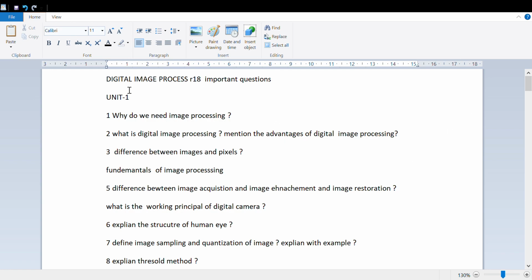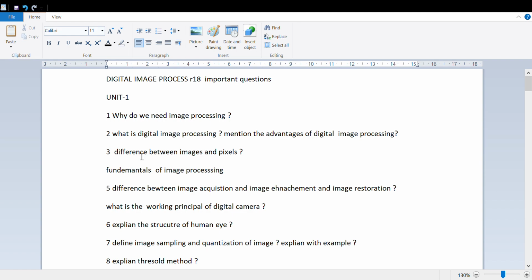Hello all, these are the important questions for Digital Image Processing for R18. What is the need of image processing? What are the different types of image processing? Mention the advantages of image processing, and the difference between images and pixels.